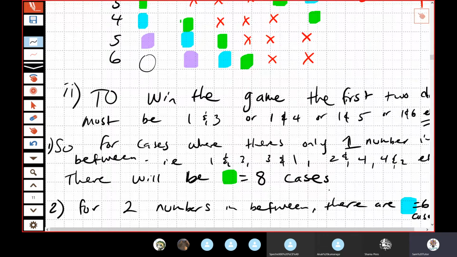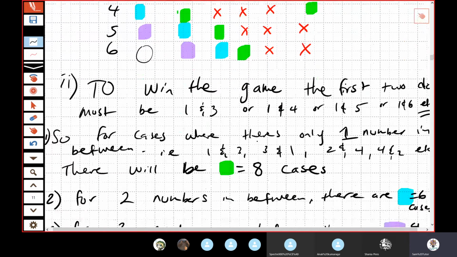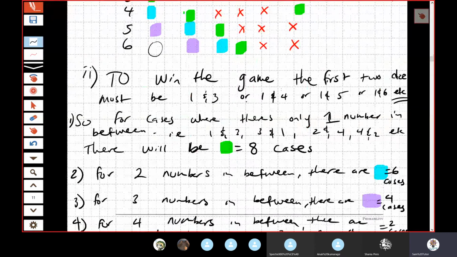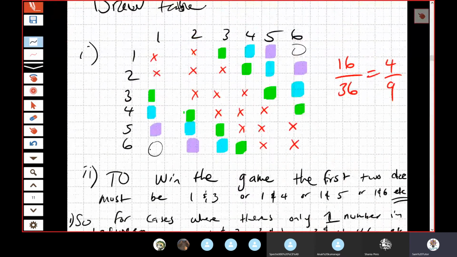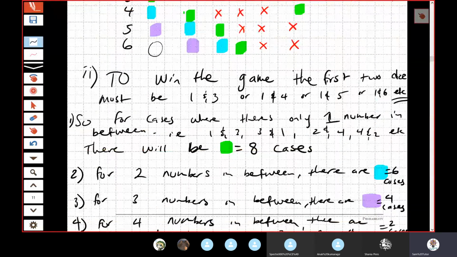For 2 numbers in between, there will be 6 cases. So for 4 and 1, you know that there's a number 2 and number 3 that you could win. So there will be 4 and 1, there will be 2 and 5. There's also 2 numbers between 6 and 3, there's 4 and 5 that you could win, and so on. And they're all in blue, and there's 6 cases. And then for 3 numbers in between, there are 4 cases. And for 4 numbers in between, there are 2 cases. There's either the 1 and 6 or 6 and 1. All right, I'll pause there. Does anyone have any questions at this stage?